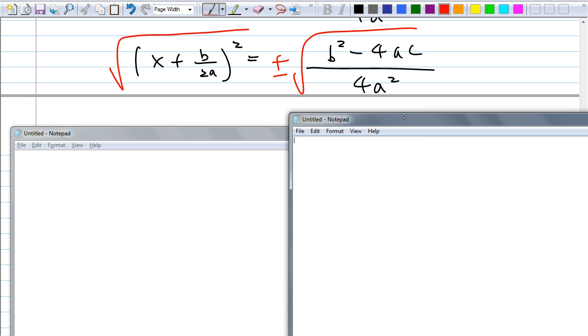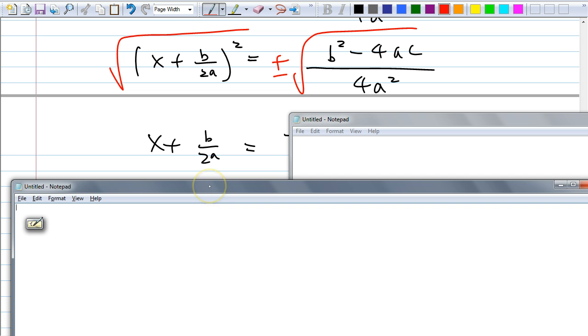All right, so who can tell me what we get on the left side? How about Thomas? Left side? Yeah. It becomes x plus b over 2a. Yeah, they just cancel out. That's easy right there. What about the right side?